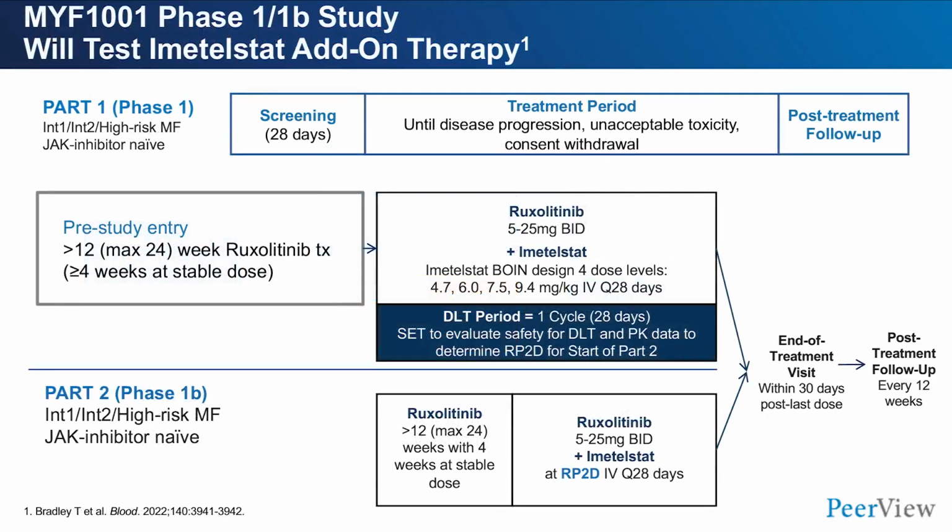The plan is now to add on therapy, because the problem with the trial that I just talked about is you have to take people off their JAK inhibitor, saying they're completely refractory to JAK inhibitor. But actually, usually the case is people are suboptimally responsive. And so this trial, MYF1001, addresses that and adds imetelstat to ruxolitinib, and then we'll see how people do with that combination and to see if they have better responses over the long term.